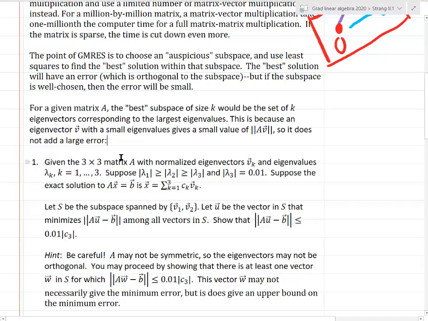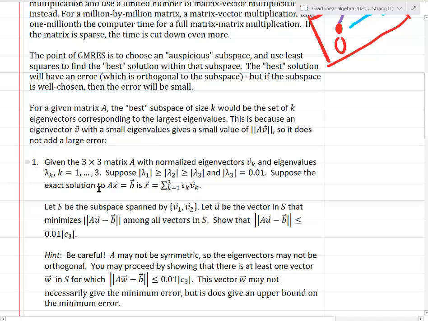So given the 3 by 3 matrix A with normalized eigenvectors v1, v2, v3, and eigenvalues lambda 1, lambda 2, lambda 3. Let's suppose that these 3 eigenvalues are decreasing in order, and the absolute value of lambda 3 is 0.01. All right. So this is a theoretical problem, but I have it down to just a few numbers, so I think it's still manageable. So suppose the exact solution to Ax equals b is x, this linear combination of my 3 eigenvectors. That's a solution of this equation.